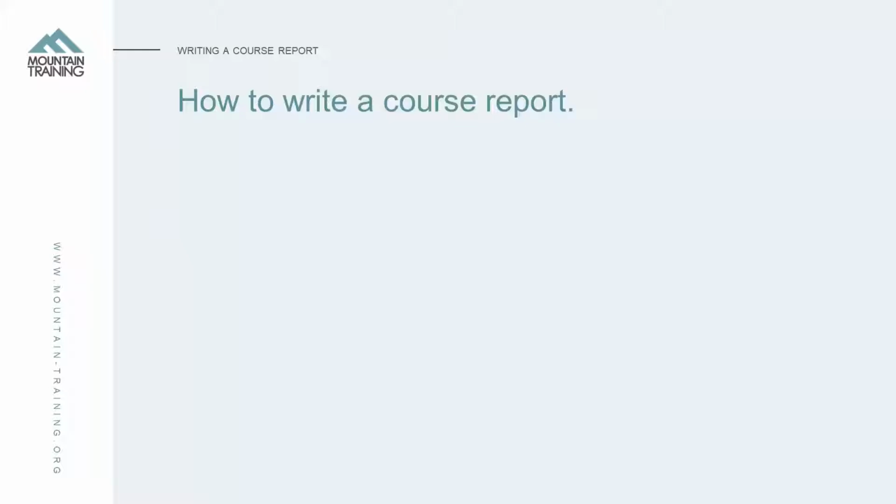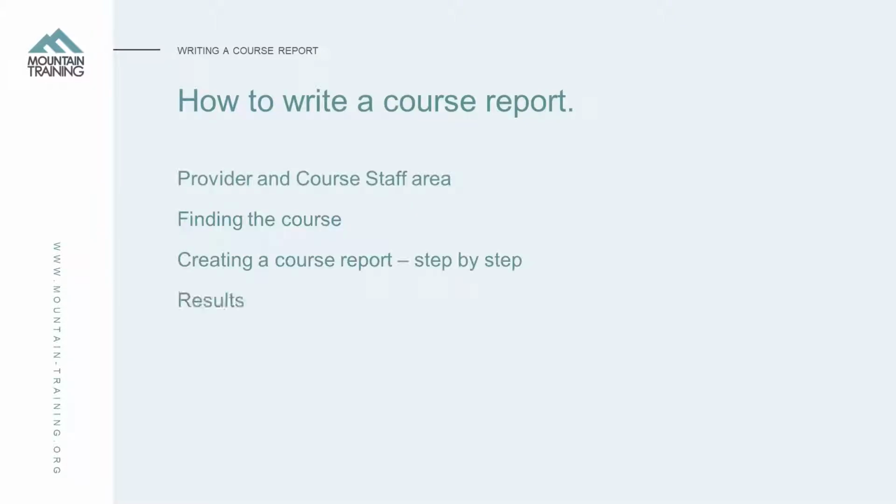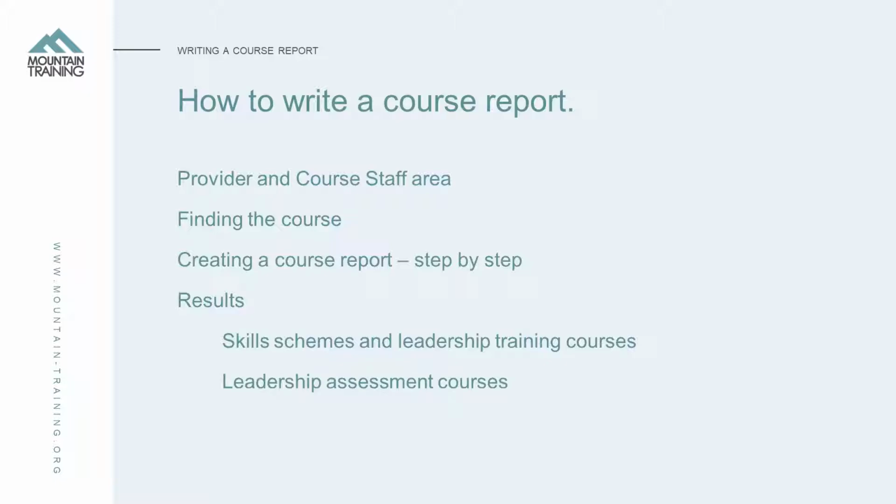In this webinar the plan is that we're going to have a look at, first of all, the provider and course staff area, then about how to find the course, and then obviously how to start your course reports. The process then of creating the course report as a step-by-step guide, and then we will look at the results, so specifically looking at skills schemes and leadership training course results, and then separately from that the leadership assessment courses, and then finally just a little bit about reassessments.